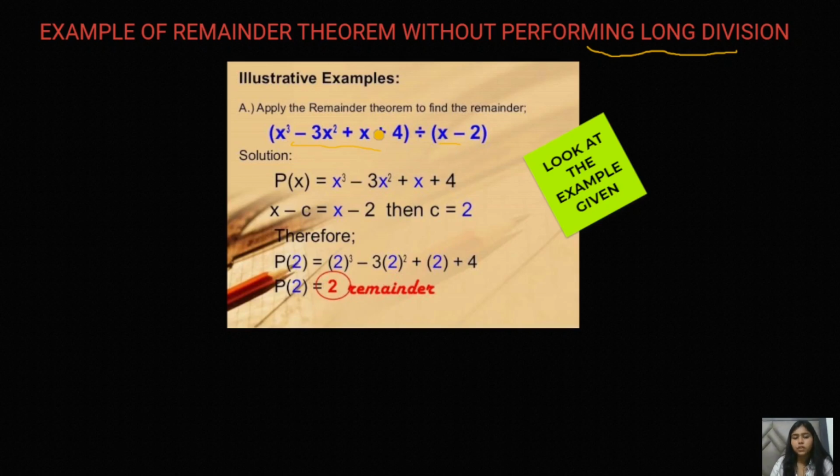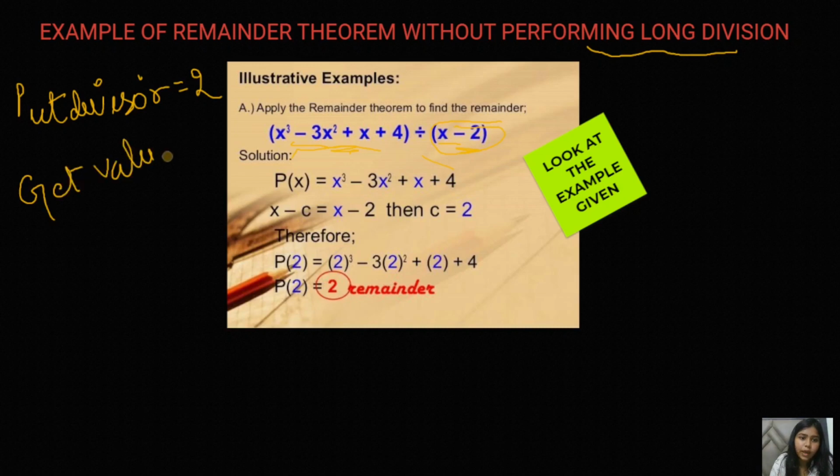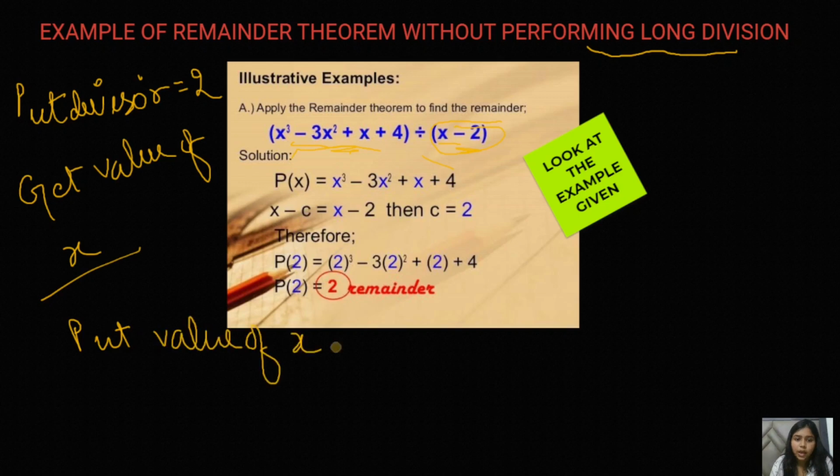There is a formula, it is nothing like a formula. Just look at the example. This is the dividend and this is the divisor. What you have to do is put the divisor equal to 0. You will get the value of x by putting the divisor equal to 0. Then just put the value of x in the dividend portion and you will get your remainder. This is the remainder theorem.